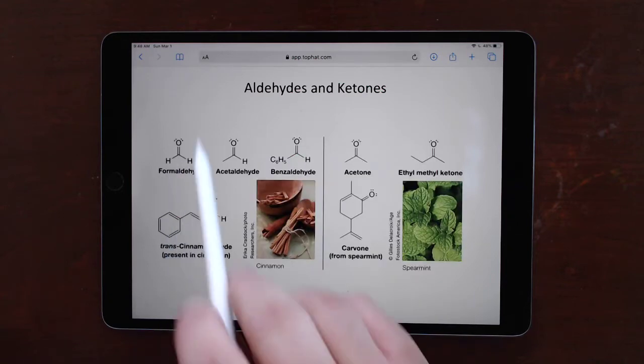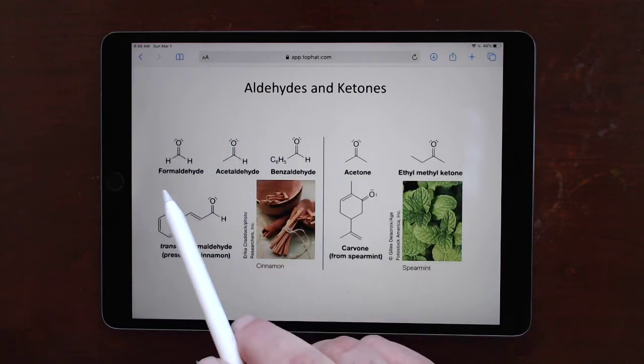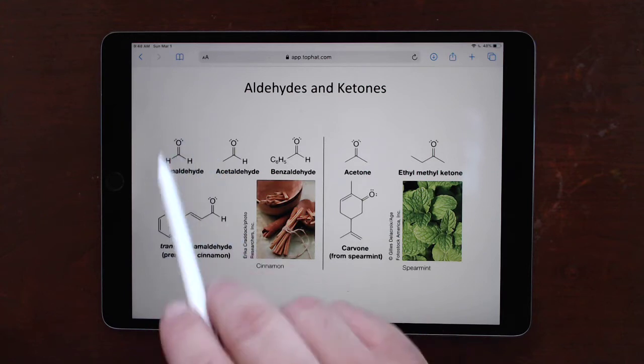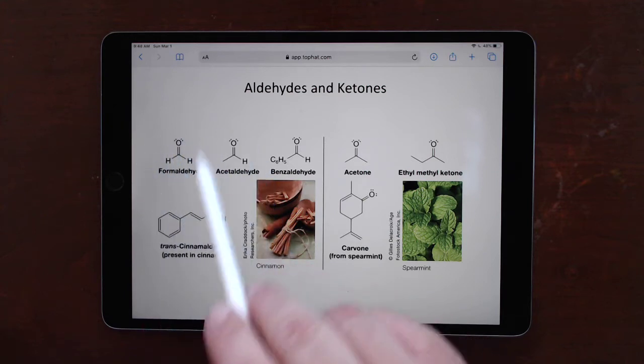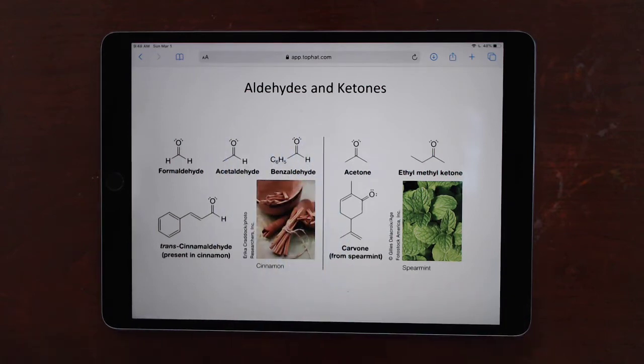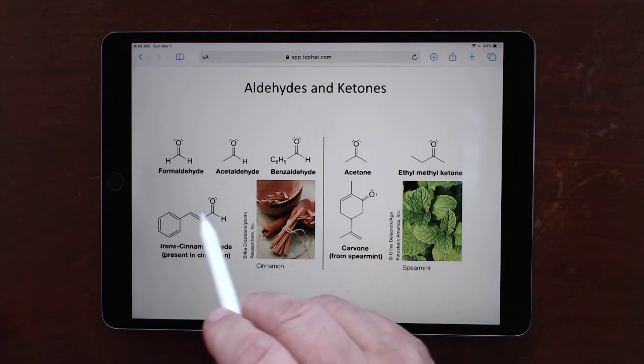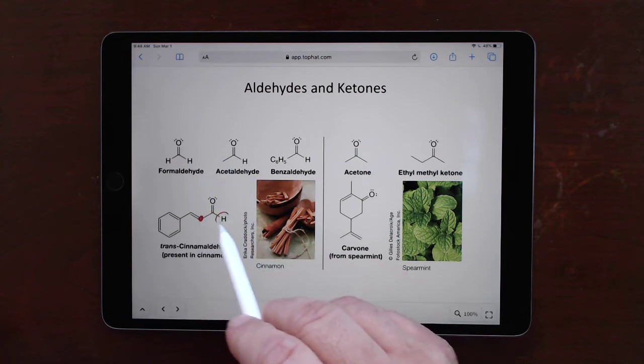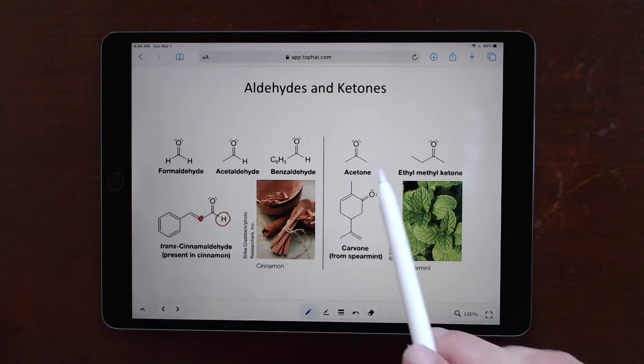So for this one, formaldehyde, this is when you hear about preserving things, it's incredibly reactive. It's actually a dialdehyde, right? Because it's got hydrogens on either side. Acetaldehyde, this is what you get with your hangover. Benzaldehyde, which is typically used as a flavoring for cherry or almond, and even cinnamaldehyde, stuff like that. So, right, you've got a carbon on one side and a hydrogen on the other.